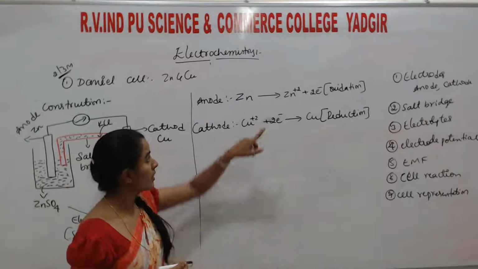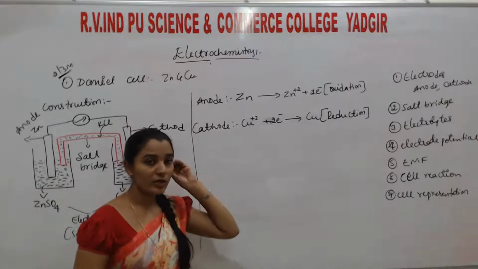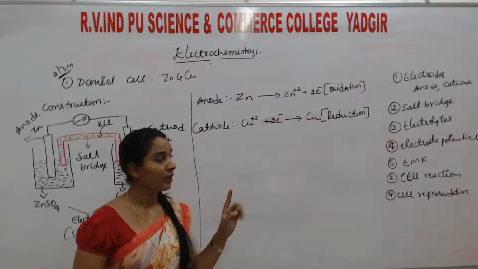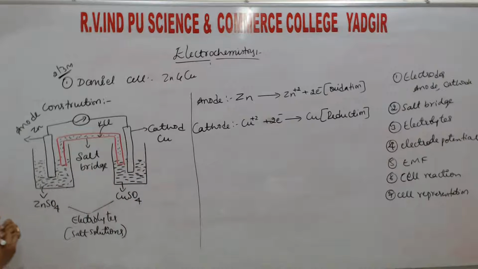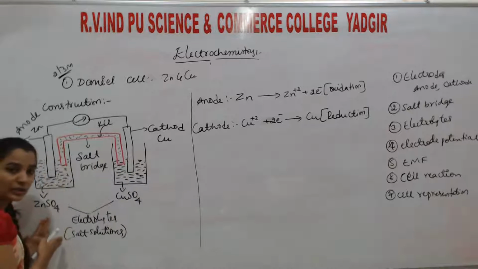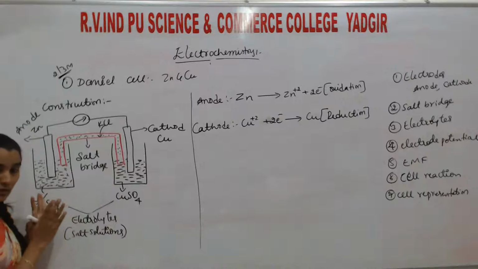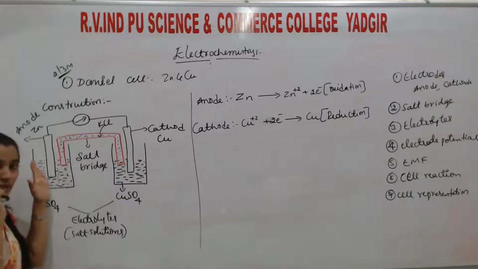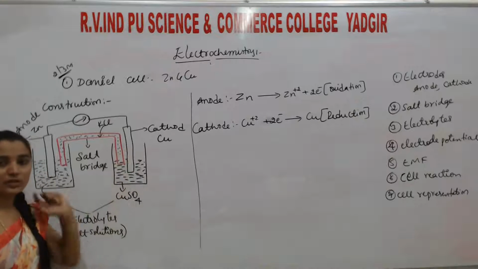So remember always, at anode oxidation takes place, at cathode reduction takes place. Oxidation means loss of electrons, reduction means gain of electrons. Remember another one: always the anode is written on the left side, cathode on the right side. This is the systematic way. If any electrode is on the left side, obviously that is anode and oxidation takes place there. If any electrode is on the right side, obviously that is cathode and reduction takes place there.